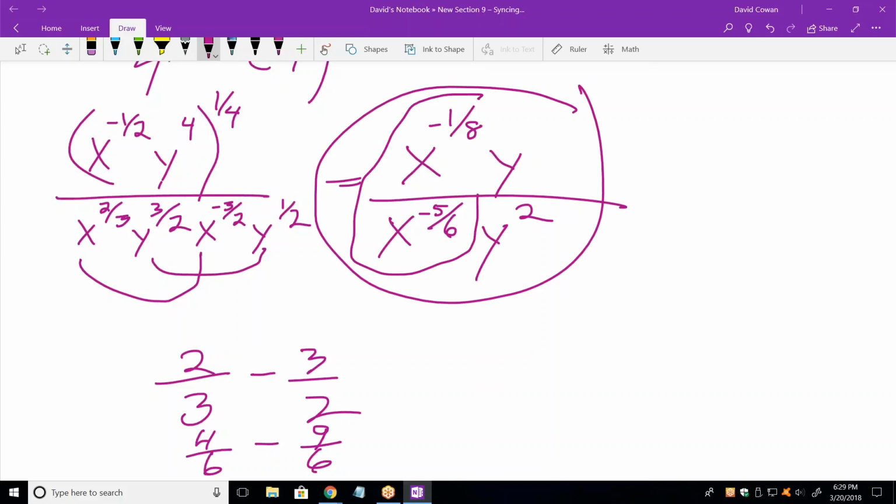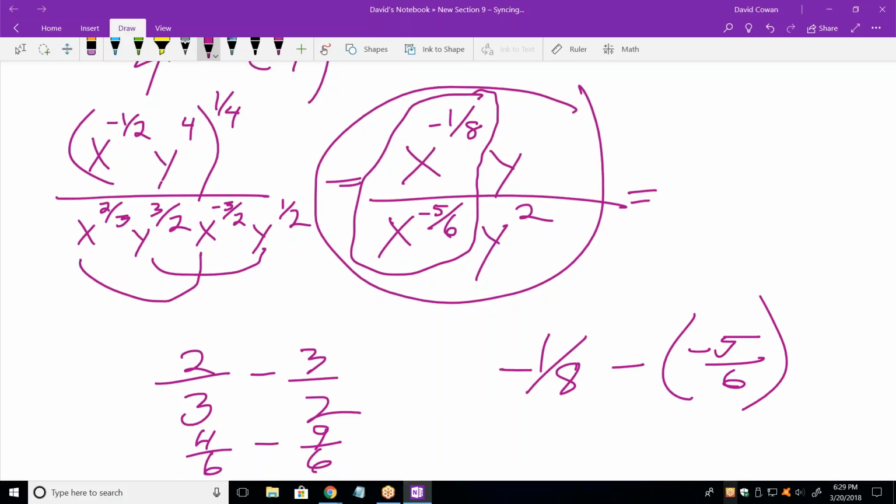In other words, you can do these a variety of ways. I've merely taken the path I could have handled, no, that's the best path to take on this problem. It really is. Okay, so what do we got here? Now I've got minus 1/8 minus a minus 5/6. Common denominator, 24. That's minus 3/24 plus 20/24. That's 17/24.